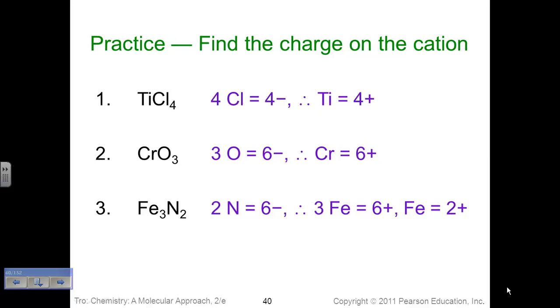Nitride, the negative ion in example 3. On your periodic table, you know that nitrogen carries a minus 3 charge. 2 units of a minus 3 give me a net negative 6. So the net positive must be positive 6, coming from an individual charge of plus 2 for each of those 3 iron ions. The name of the compound, iron, Roman numeral 2, nitride. Not how many you have, but the charge that it carries. Iron 2, nitride.